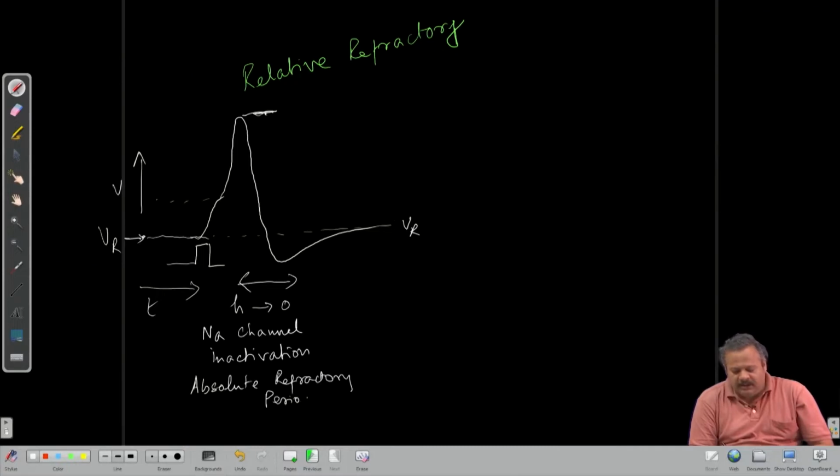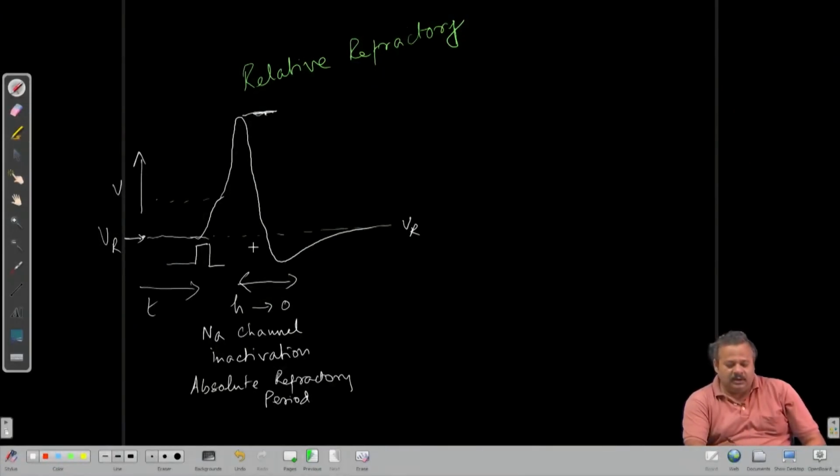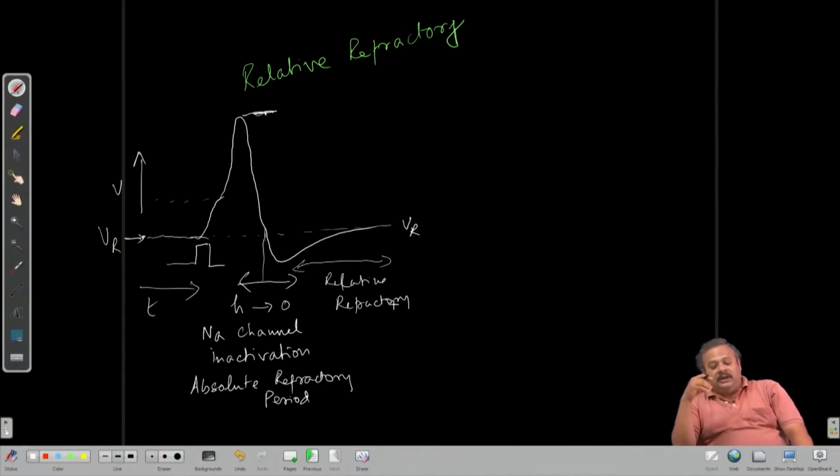So which means that in this particular period, no matter how much current we inject, we cannot get an action potential. So even if we inject a current here, because the sodium channel cannot open, none of the sodium channels can open almost, we cannot get an action potential. But in the following period, we have what we call relative refractory, and that is a period where we need a higher current than usual to produce an action potential.